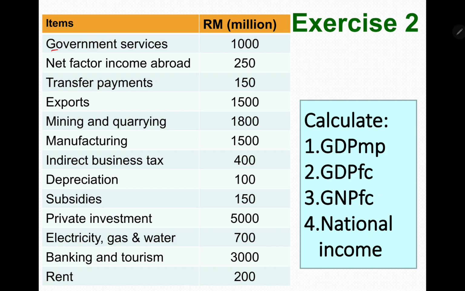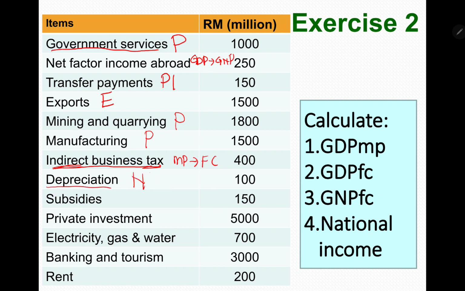So the first item, government services, this is product. Net factor income, this is the item to convert from GDP to GNP. Transfer payment, this item comes under the formula for personal income. Export, X, it comes under C I G X M, the expenditure formula. Mining and quarrying, mining, this is product. Manufacturing, product. Indirect business tax, indirect tax. So this one, when you want to change from MP to FC.